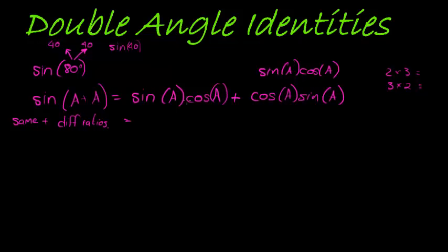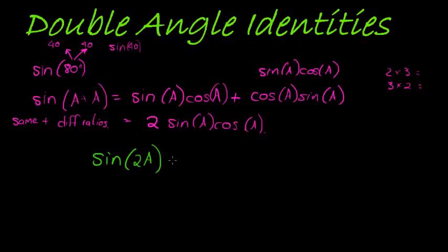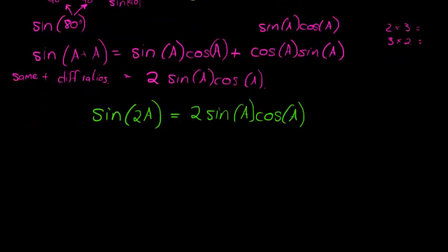So what do we notice? We've got two things that are exactly the same. When we add them together, then we just have two sine A cos A's, and that's it. It's that simple. This is our conclusion, that sine of a double angle, in other words, sine of an angle that is multiplied by 2, can be expressed as 2 times sine of that angle times cos of that angle. Okay, beautiful. I really like that. Okay, so let's go to the next one.